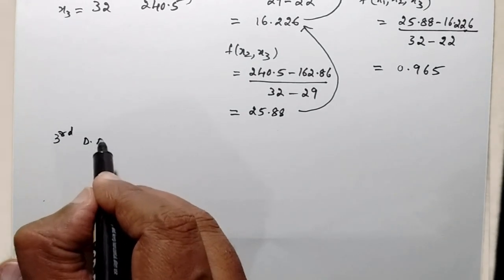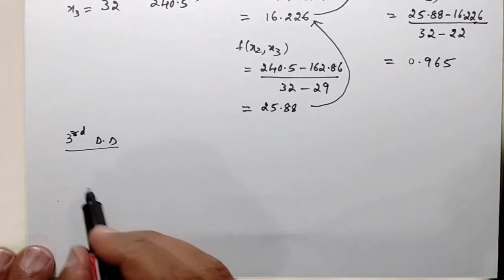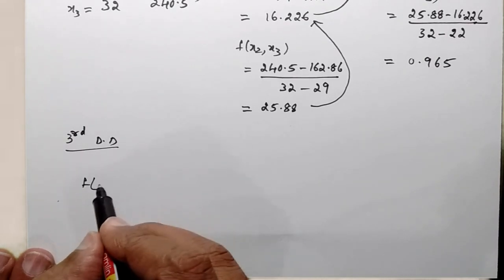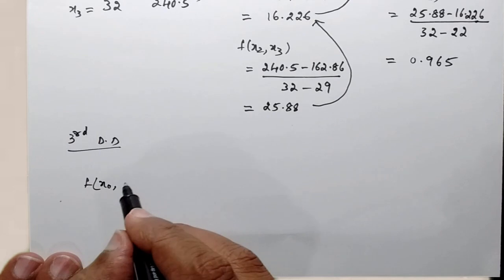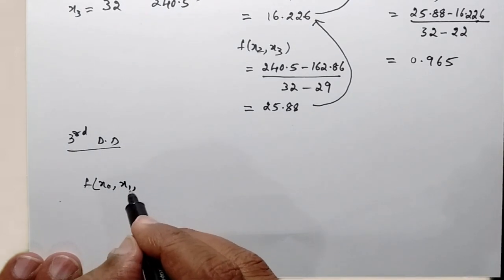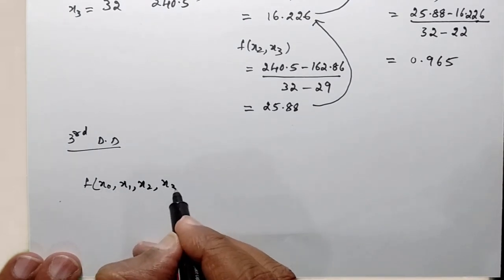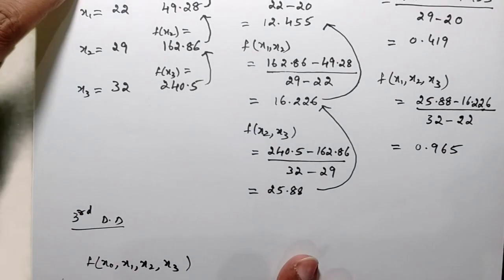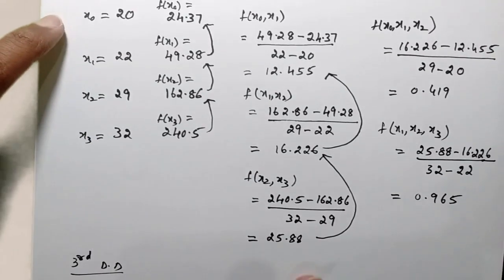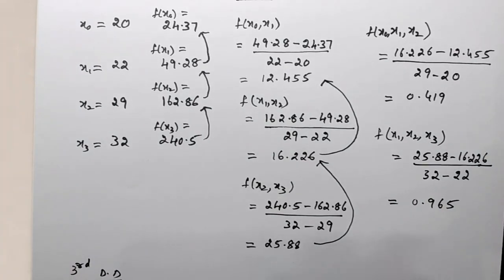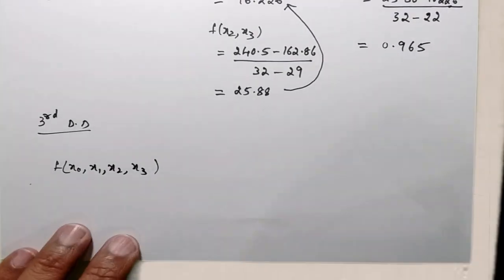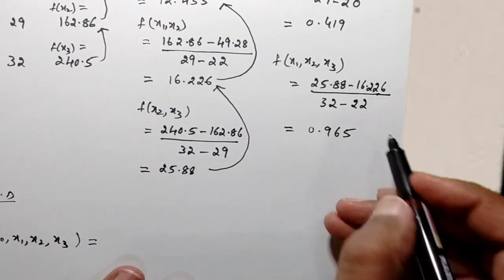Third DD. So third DD already has f of x0. So how many values? 3 values. Now 4 values for divided difference: x0, x1, x2, x3. 4 values means all the values you have got, x0 up to x3. When you get all the values, it will be the final divided difference. So how to write it down? You have to take the difference of these two values.